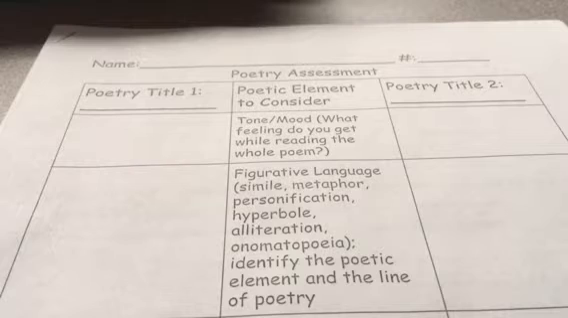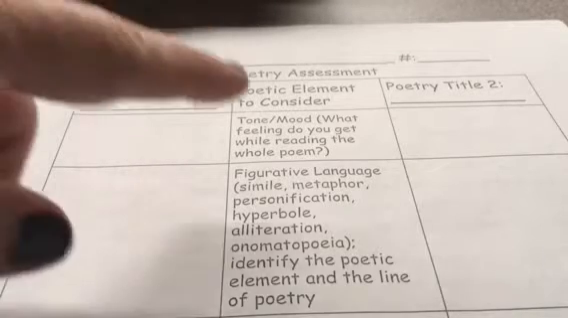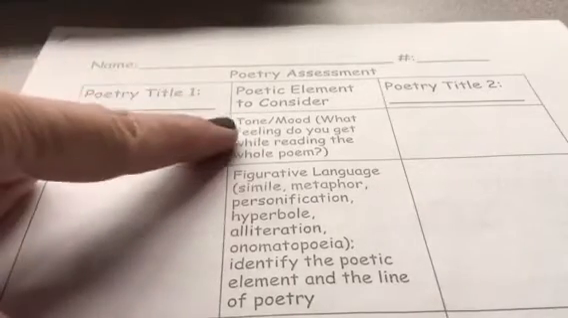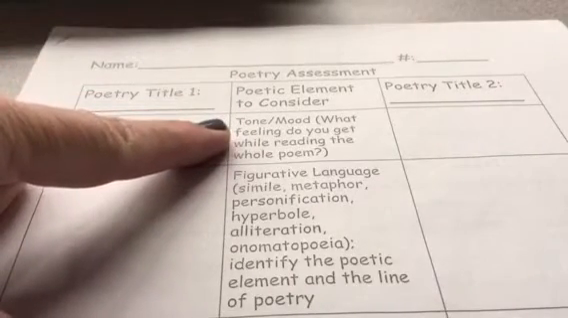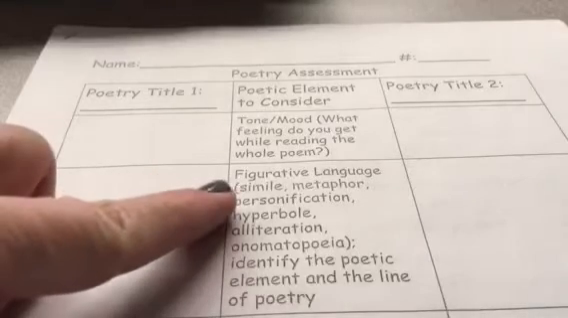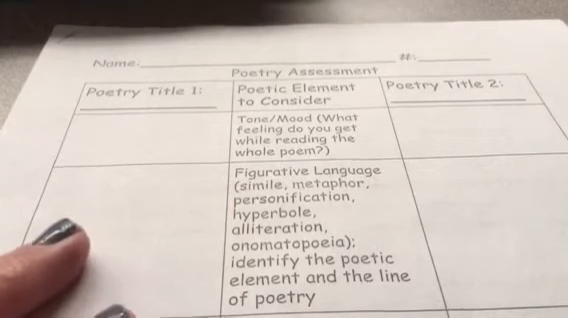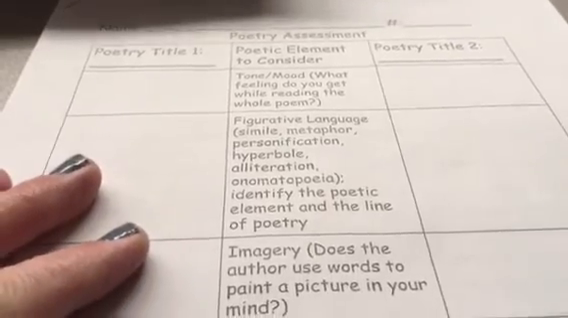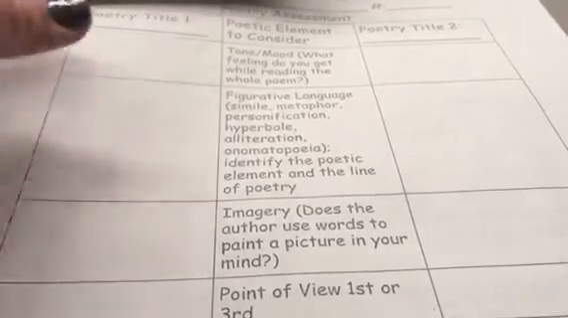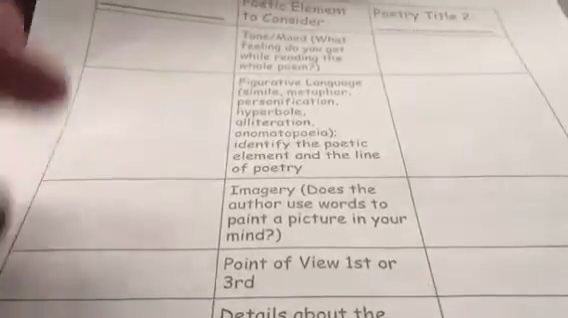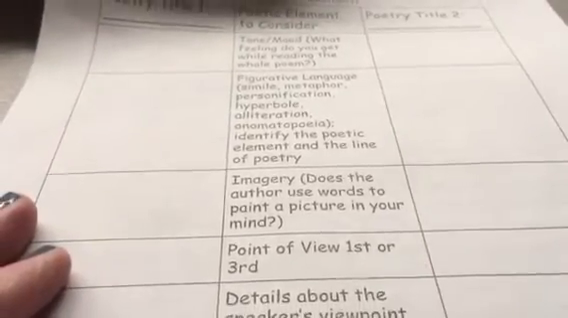Okay, so that gives you a heads up on some of those poetic elements that we have. Remember, you're looking for tone and mood. What feeling do you get while reading the whole poem? Figurative language, things like similes, metaphors, personification, hyperbole, alliteration, onomatopoeia. Identify the poetic element and the line of poetry that you find it in.